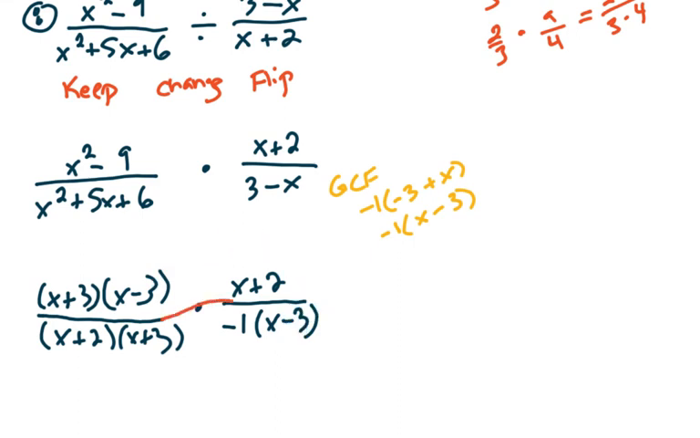So we'll make it one big fraction and cancel out terms. I have an x plus 3 and an x plus 3 that'll cancel. An x minus 3 and an x minus 3. An x plus 2 with an x plus 2. So I'm left with, when everything divides out on the top, this will divide out to a 1. On the bottom, I'm left with a negative 1. So this is just negative 1.